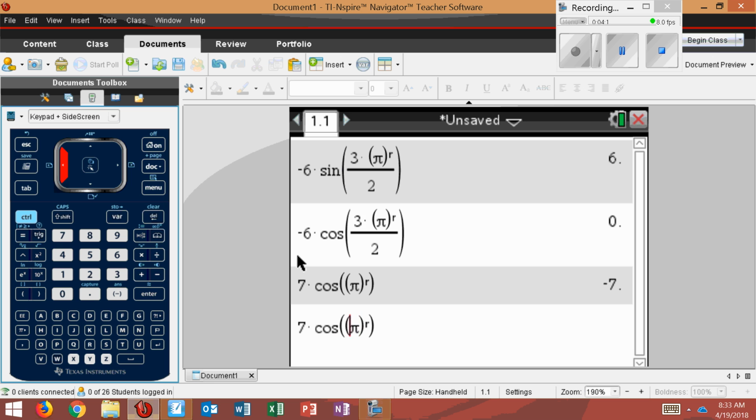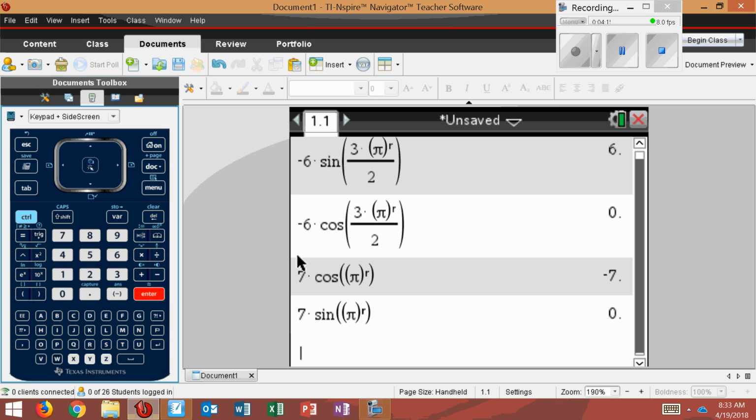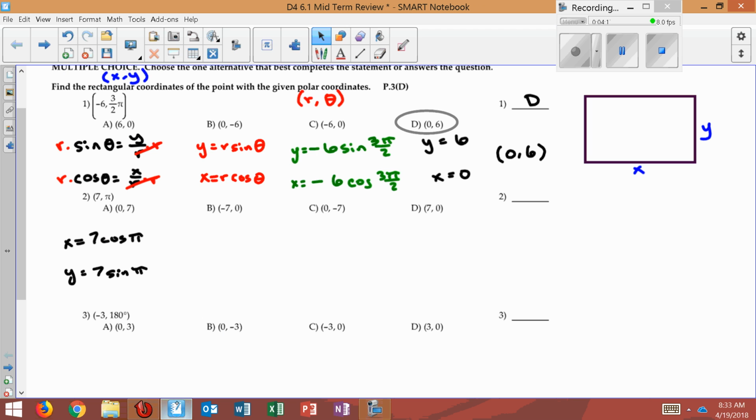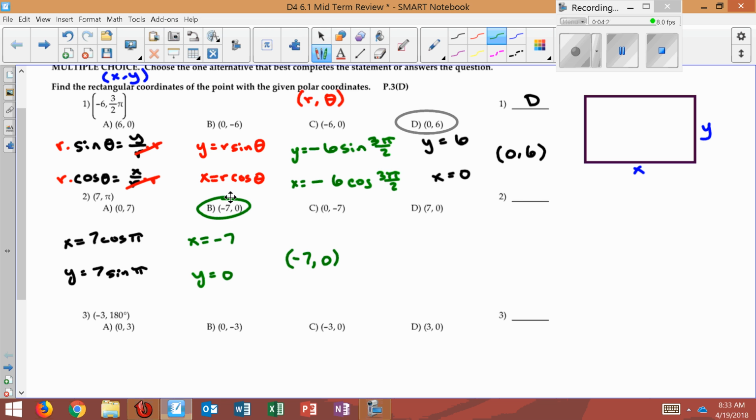But this time I'll change this to a sine. And so I get 0. So it's -7, 0. X equals -7, y equals 0. So my point would be -7, 0. Right here, B.